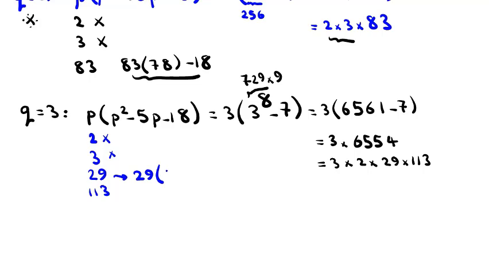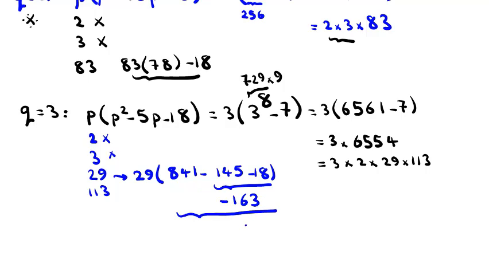So here it will be what? 29 times 29 squared is 841 minus 5 times 29. It will be 145. 145 minus 18. Okay, here if we add, it will be minus 361. If we subtract 11 minus 3, 8. It will be 13 minus 6, 7. And 7 minus 1, 6.